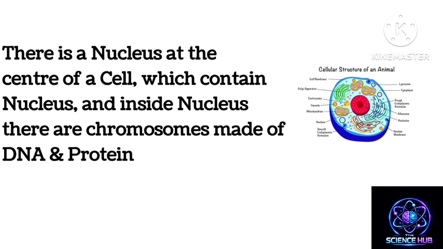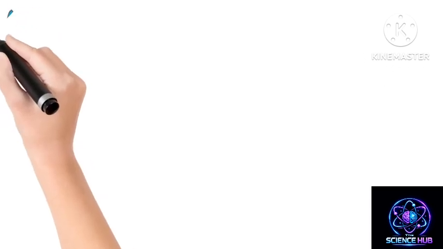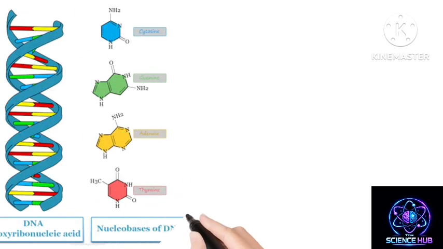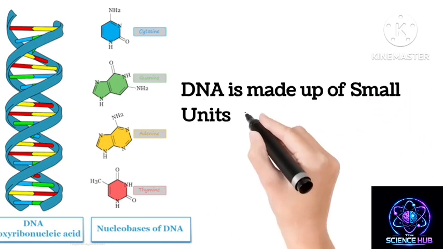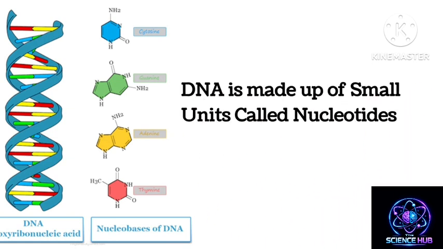DNA is called deoxyribonucleic acid. We will read the reason for this in today's article. DNA is made up of small units. These units are called nucleotides. And then each nucleotide is made up of 3 more components.